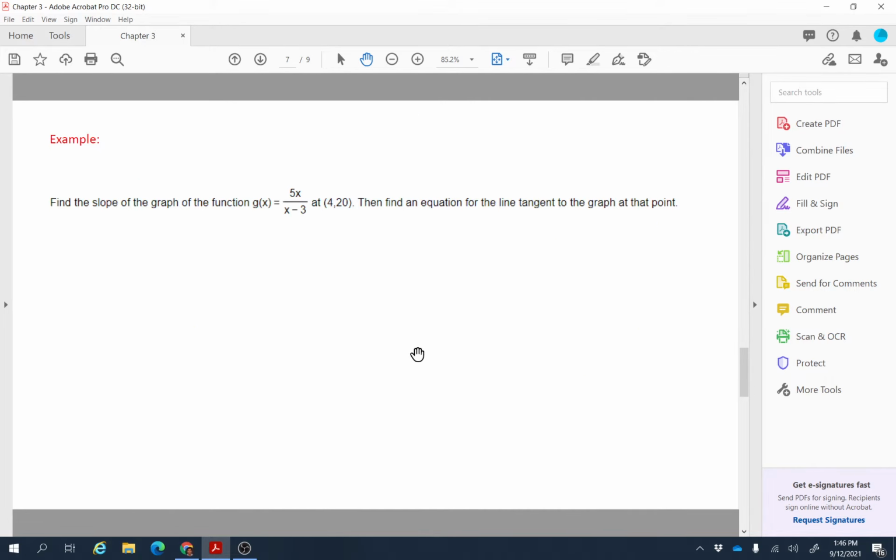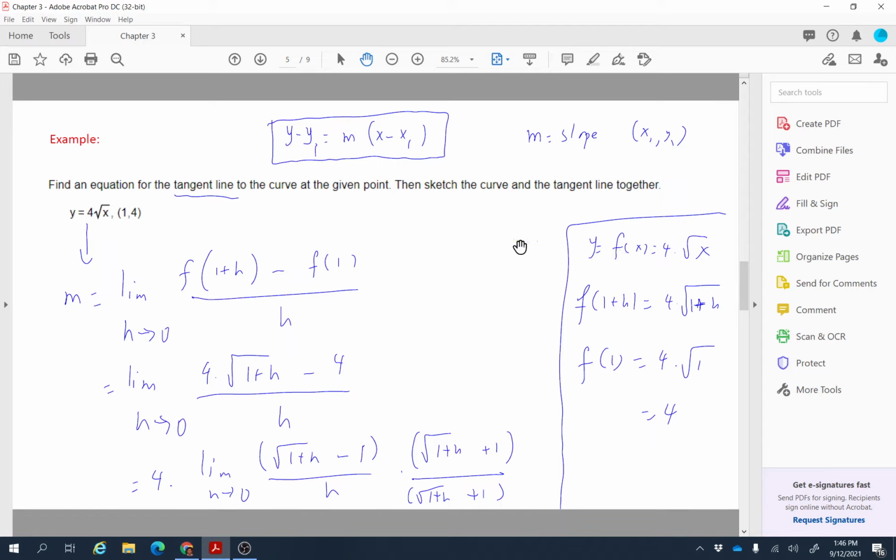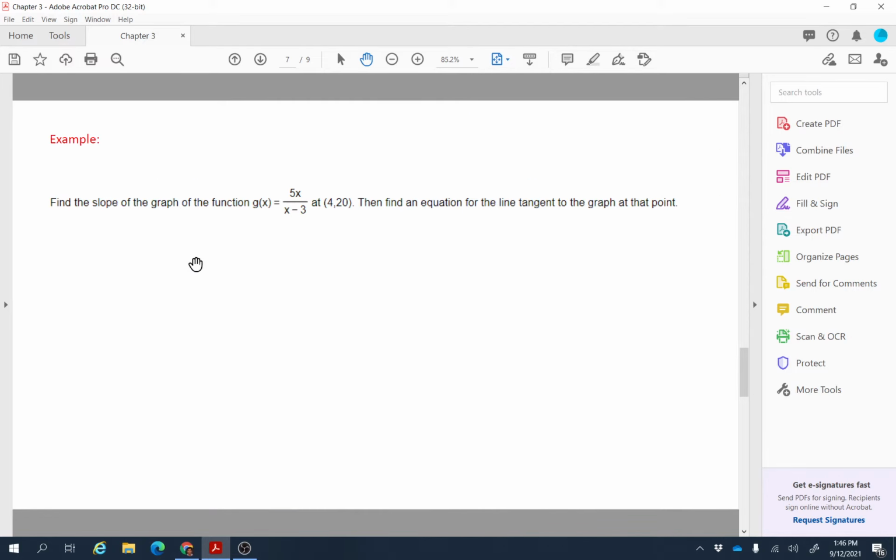Let's go to another problem. Find the slope of the graph of the function. So this is the function. We want to find the slope of the graph of this function at the point (4, 20), and then find the equation of the tangent line to the graph at the point. So this is exactly the same problem. The only difference is we have been given a different function and a different point.